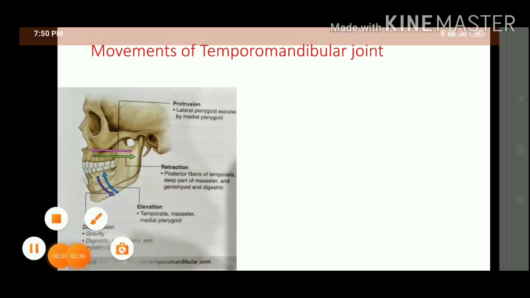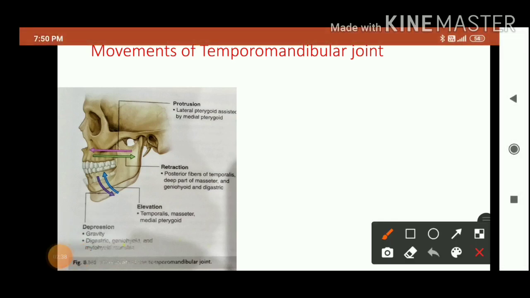Similarly, we have the muscles which cause retraction and protrusion. The two pterygoid muscles, that is the lateral and medial pterygoid, will cause protrusion, or they protrude the mandible out. On the other hand, the posterior horizontal fibers of temporalis will cause retraction of the temporomandibular joint.